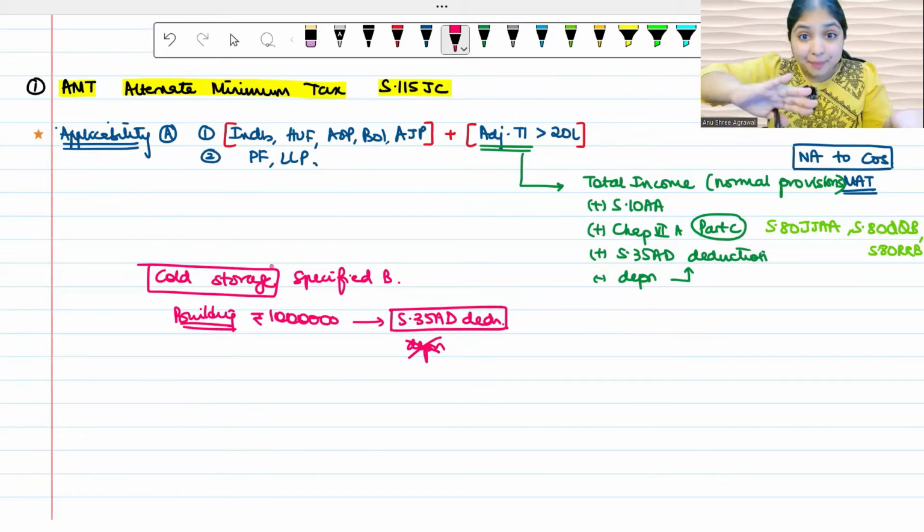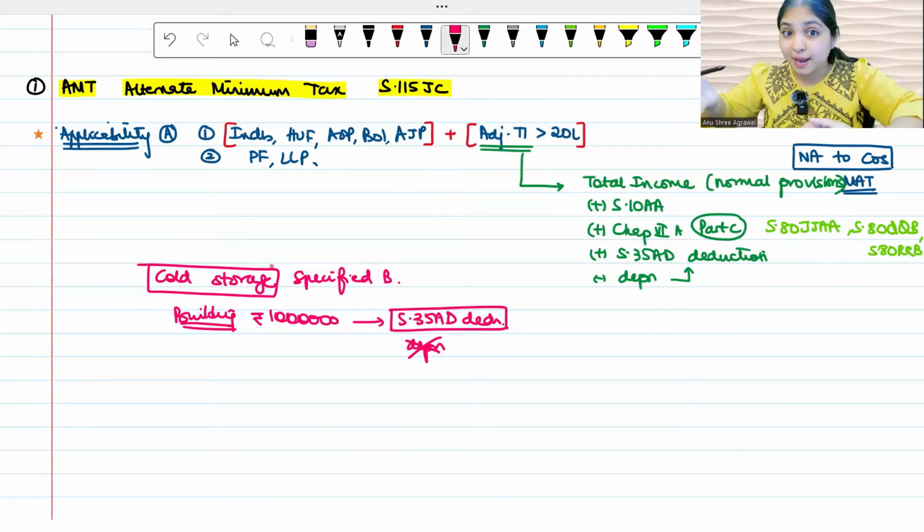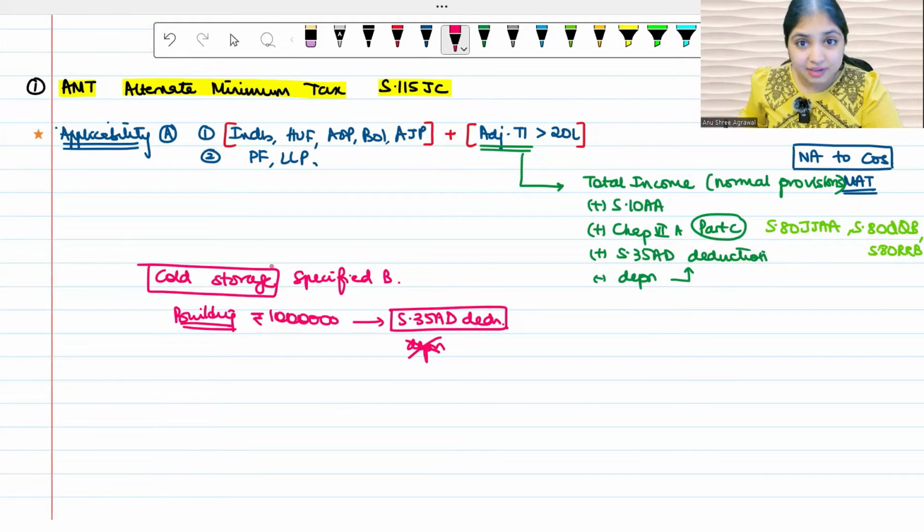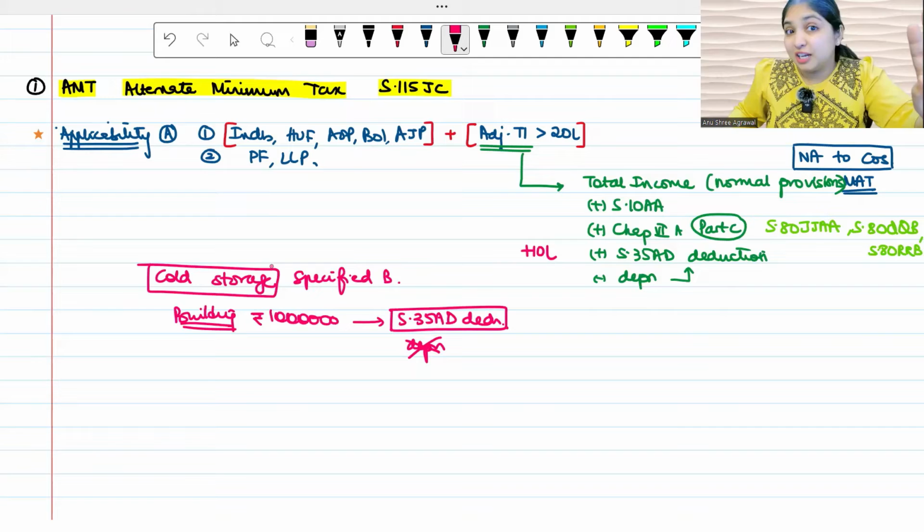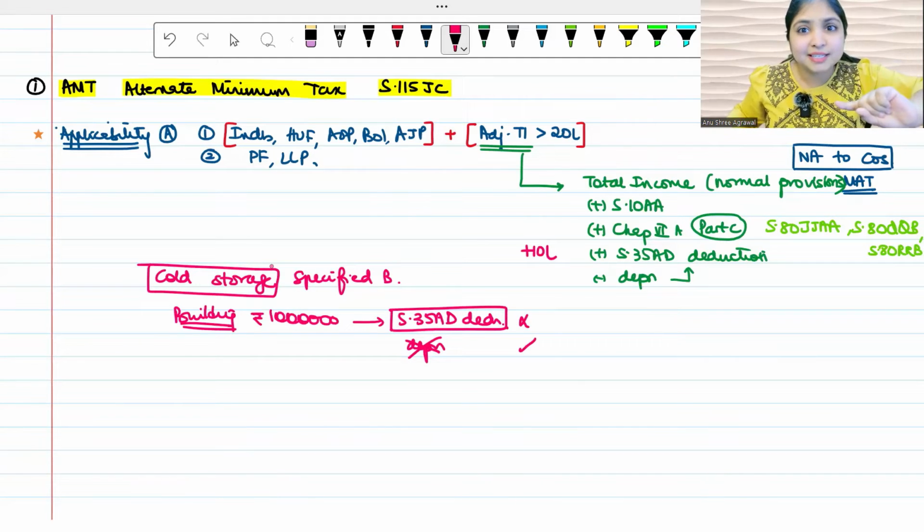Now, when I'm computing AMT, what will happen? How much 35AD deduction have I claimed? 10 lakh 35AD deduction I claimed, right? I'll add back that 10 lakh. So I am not claiming 35AD deduction, I'm reversing it, I'm adding it back. So if I am not claiming 35AD deduction, then you can give me depreciation, no? Therefore, on that 10 lakh building at, let's say, 10% depreciation, I will subtract 1 lakh depreciation.